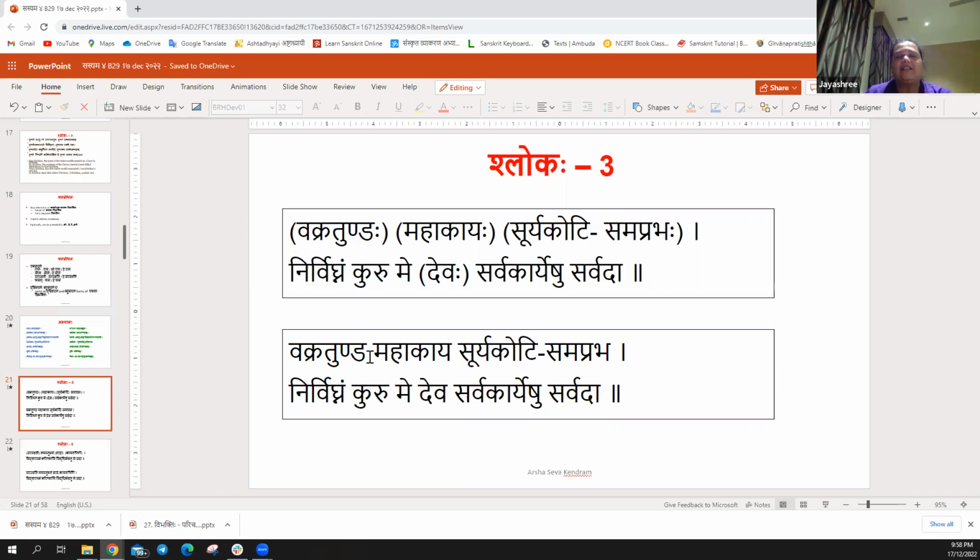So we are calling the Lord, Vakratunda Mahakaya Suryakoti Samaprabha. Nirvignam Kurume Deva. Again, we are calling Lord Ganesha. Sarva Karyeshu Sarvada. So that's the reason we don't have the Visarga. Otherwise, we should have the Visarga for everything. Because the Visarga is not there, it's Sambodhana. So sometimes when we write sentences, if we don't put the Visarga, then it becomes Sambodhana. There's a slight difference here, but it makes a lot of difference in the meaning as well.